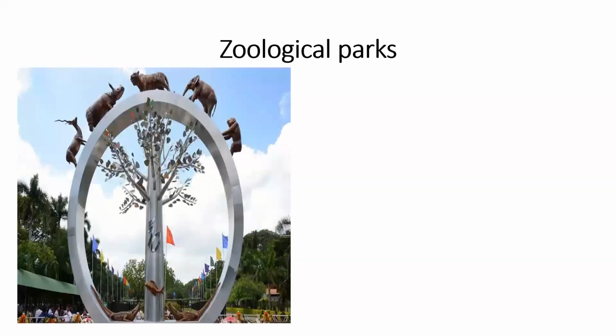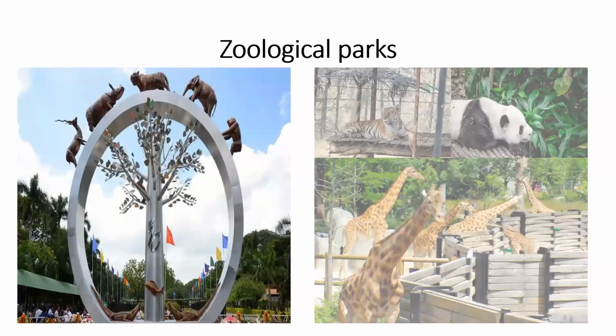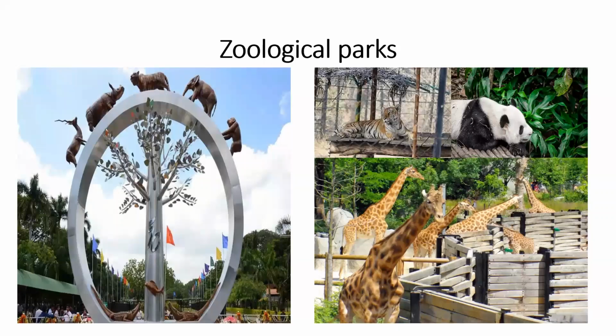Zoological parks, or commonly known as zoo, is a place where all the animals are preserved or protected in an environment which is protected under human care, which helps us to learn about their food habits and behavior.